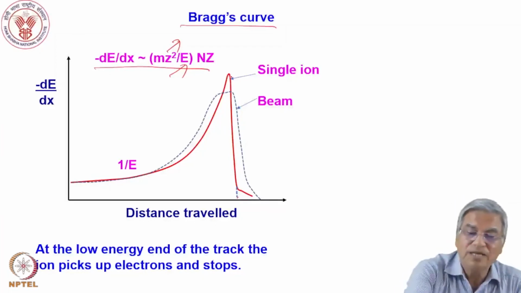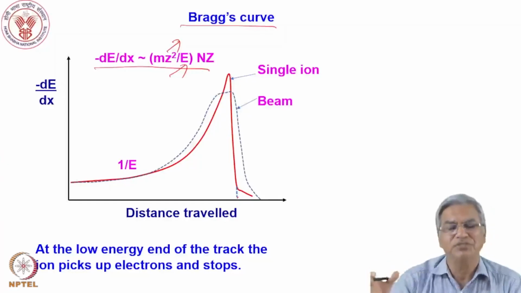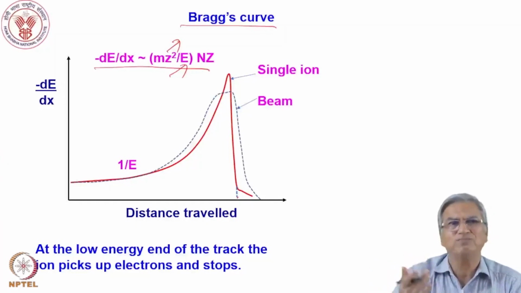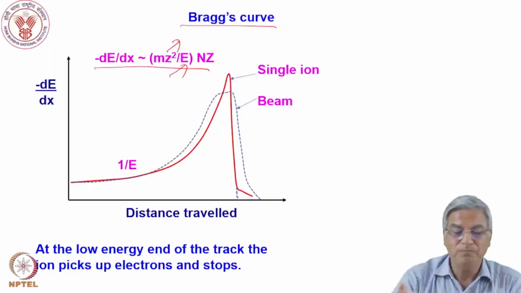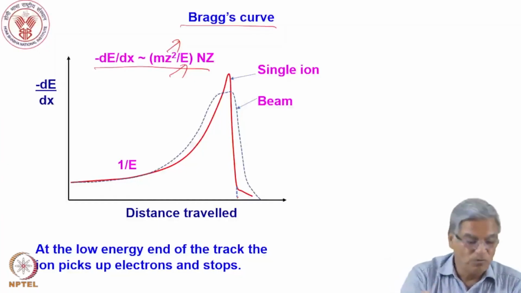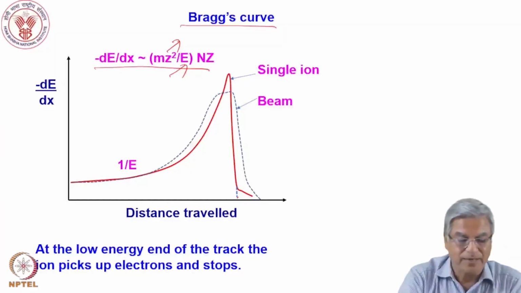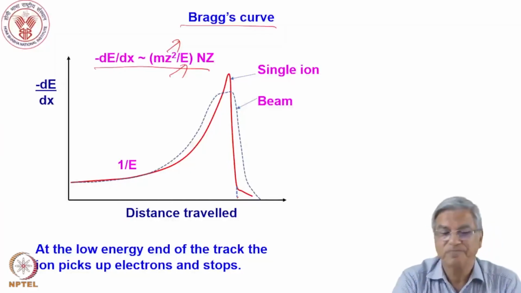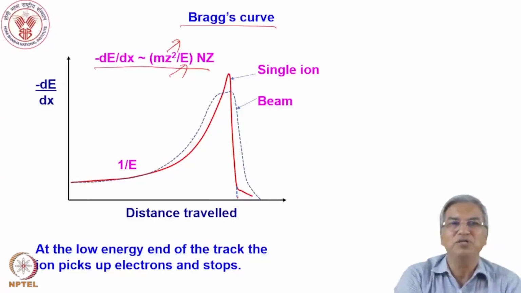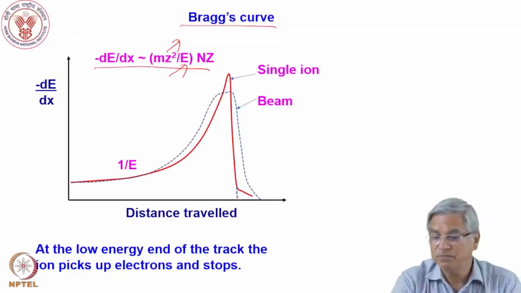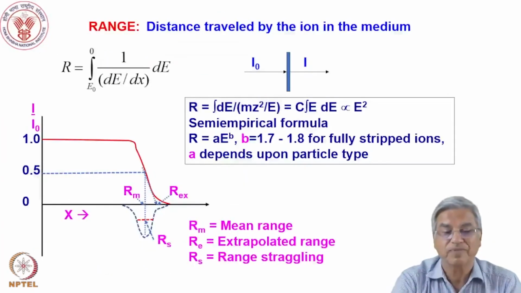Now, this is for a single ion, but when we have a beam of ions, since it is a statistical process, every time it will not produce the same number of ion pairs. So for a beam, there will be straggling. The stopping power will not be that narrow, but will have a wide distribution. At the low energy end of the track, the ion picks up electrons and stops. This Bragg curve is very much used, in fact even now in cancer treatment, for heavy ions.